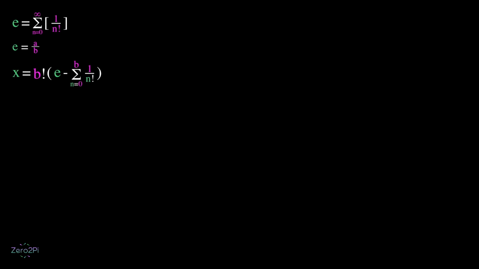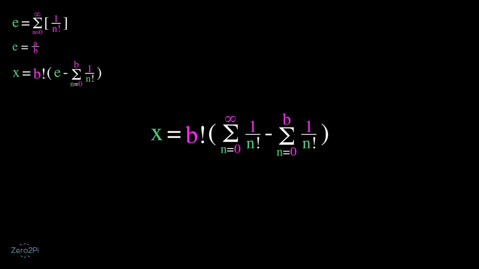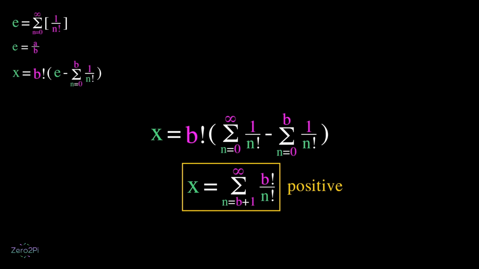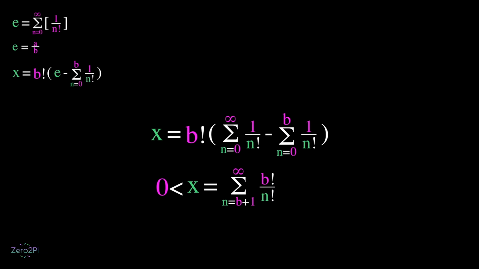Next, instead of the rational e, let's substitute its true infinite series into that same equation. Here we see that both sums start at n equals 0. The second one stops at n equals b, but the first one goes on forever to infinity. That means that when you subtract everything from n equals 0 up to n equals b, what's left are only the tail terms starting from n equals b plus 1 onwards. This gives us a sum of b factorial over n factorial for all n greater than b. The key point here is that every term in this new sum is positive, which means our value of x must be greater than 0.